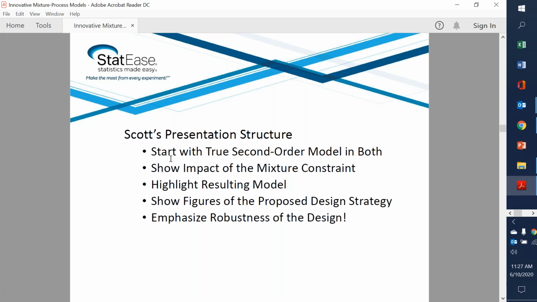So I'm jumping ahead to the next slide, but what's going to happen here is we started with the true second order model in both. John was holding his tongue. We showed the impact of the mixture constraint. He was good with that. I mean, this is his world. Then we highlight the resulting model.